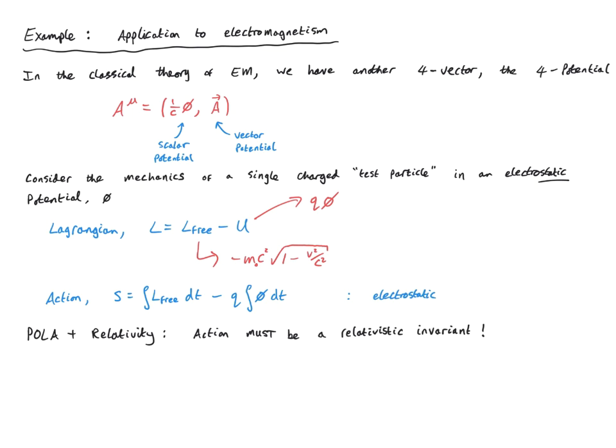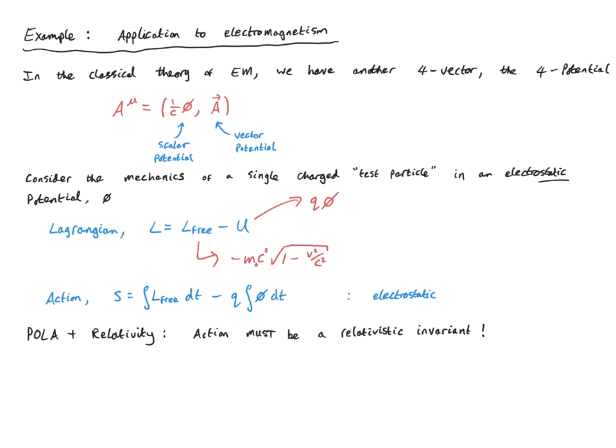The problem with the action that we've written down here in the electrostatic case is that this is not a contraction of any 4 vector. This is not a Lorentz scalar object, and we have no right to expect that this action that I've written down here would indeed be the same in all inertial reference frames. And in fact it's not.